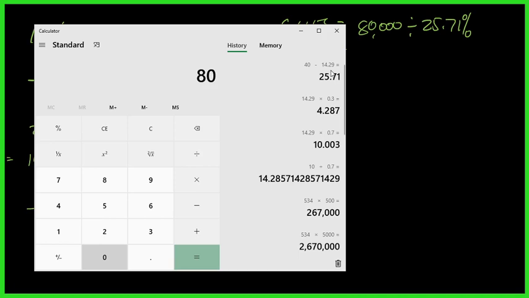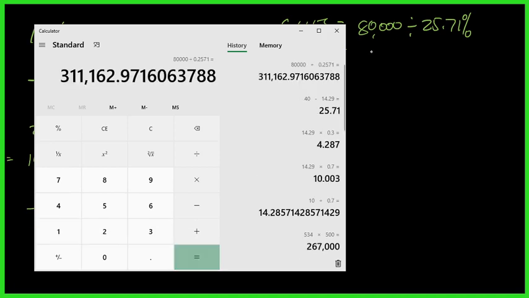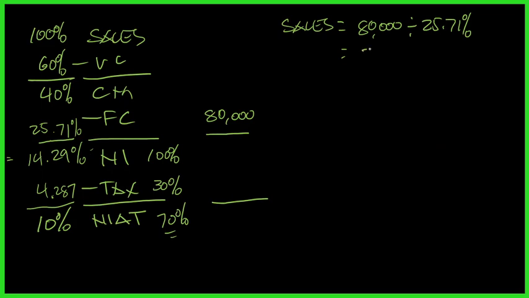80,000 divided by 0.2571 equals 311,162.97. Okay, so mathematically, this will be your sales. Pero gaya nga ng sinabi ko kanina, if your selling price is 500, malabong mangyari ito. It's either 311 or 311.5, diba? And magra-round off tayo, malamang 311,500. Divide by 500, you will get the units na naka-round up. Pero let's just follow the process.